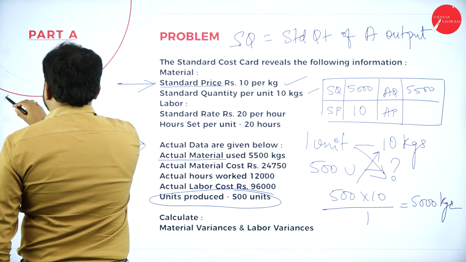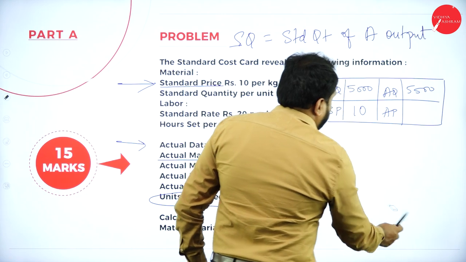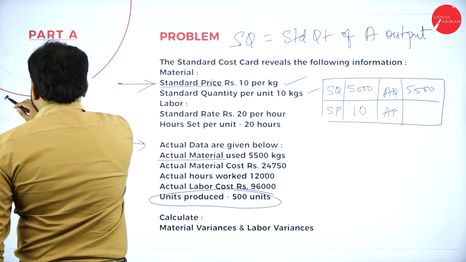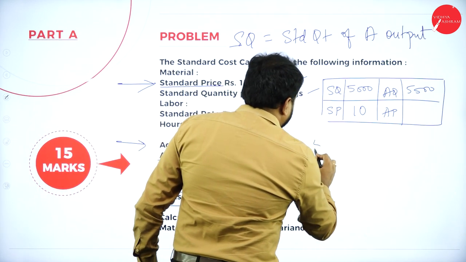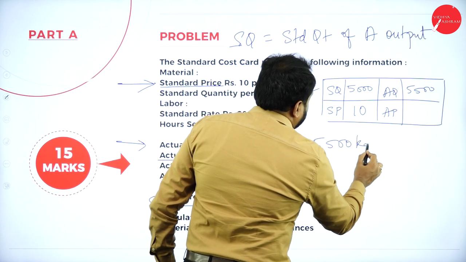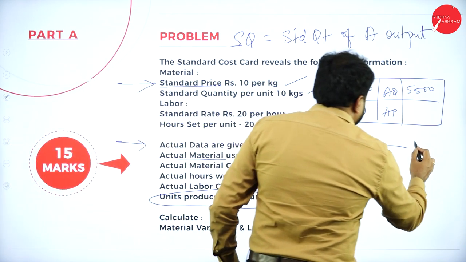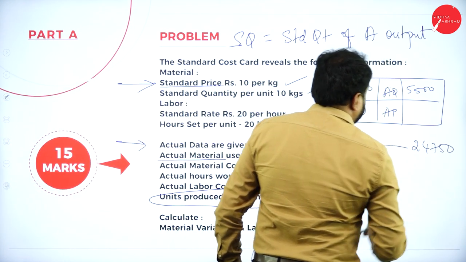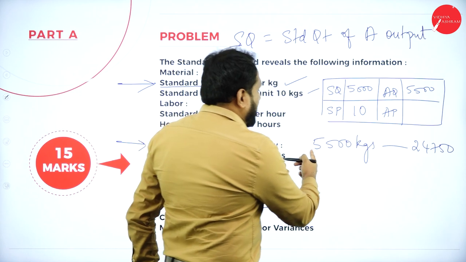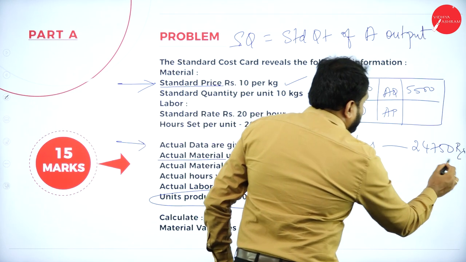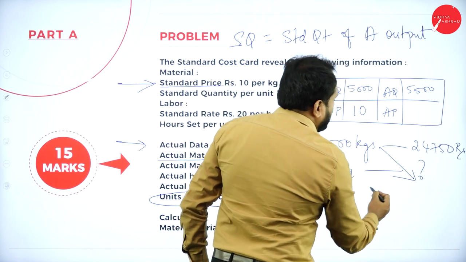Now I'll just erase these things for you. The same way is what you are supposed to calculate for each and everything. What is AP? Actual price means for 1 kg, how much. Actual material use is 5500 kgs, and we have paid an actual material cost of 24,750 rupees. So what does AP mean? For 1 kg, how much did you pay? For 5500 kgs I have paid this much, so for 1 kg, how much? Again, cross multiply.